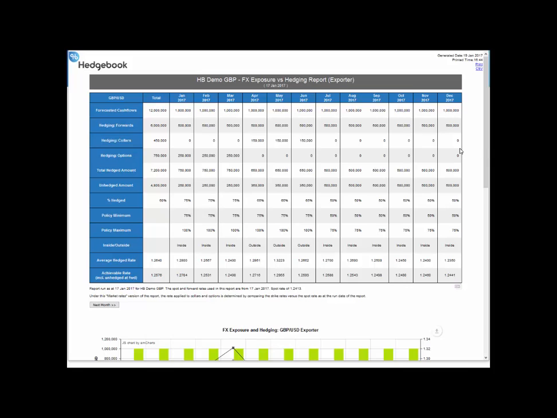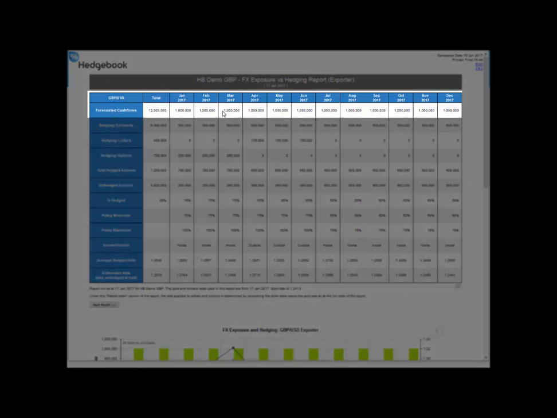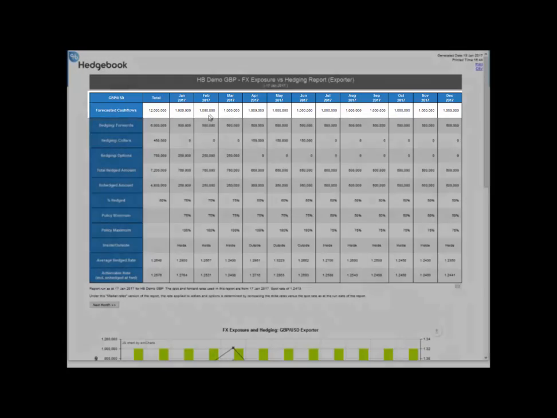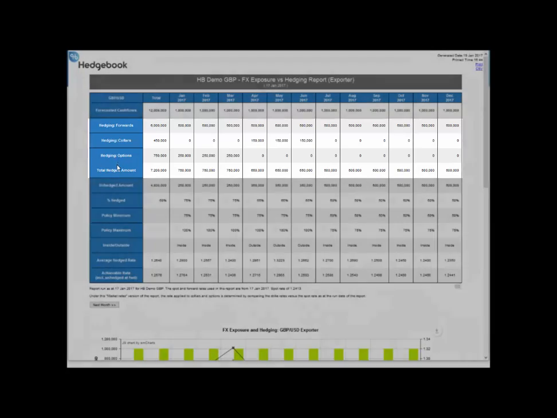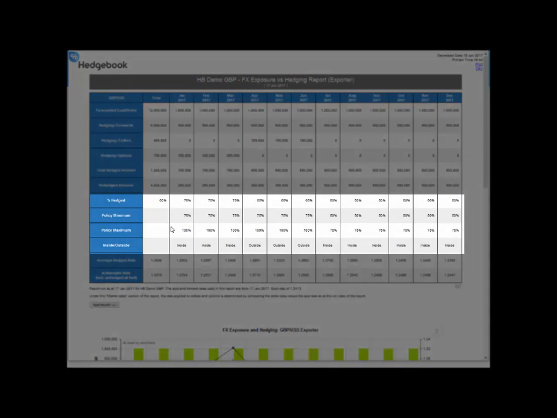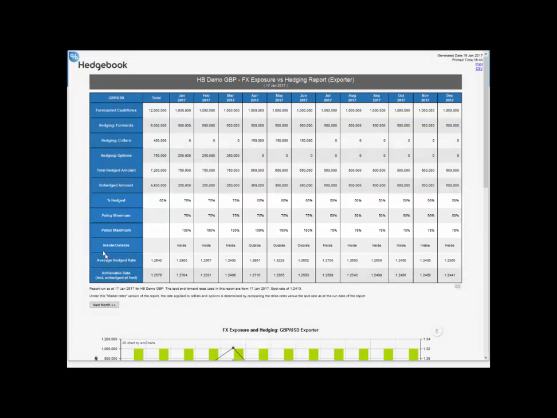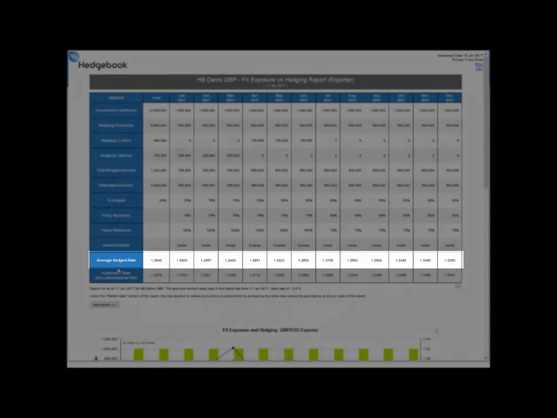It is the strategic decision-making aspects of HedgeBook that are of greater interest, as these facilitate richer conversations between the bank and the customer. HedgeBook's exposure report brings the cash flow and hedging information together. This report shows the cash flow exposures and the hedging in place by instrument type, the position against policy limits, the average hedged rate, and the achievable rate.